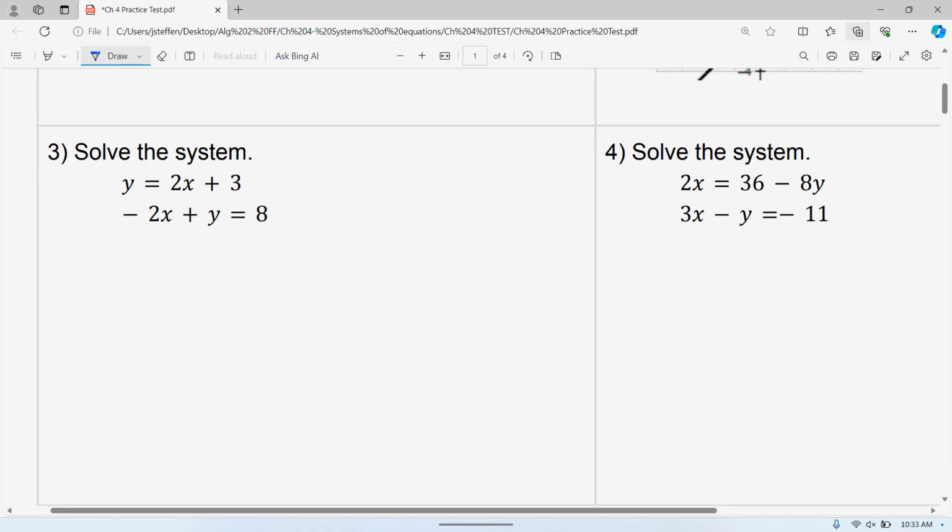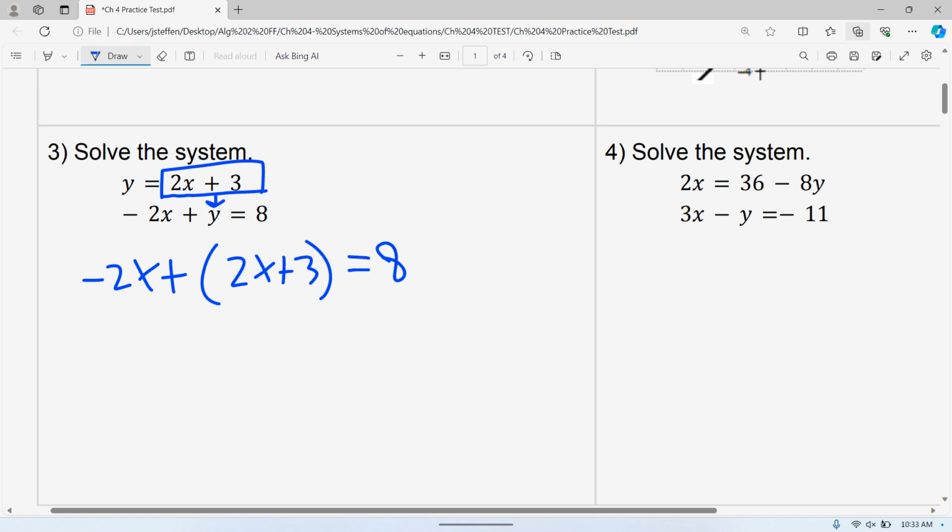Number 3 says solve the following system. It doesn't tell you what to use, so if you want to use elimination or graphing, you can, but it's set up really nicely for substitution because I have one of them where the y is all by itself, or where a variable is all by itself. It doesn't have to be the y, it could be the x. I'm taking the 2x plus 3 and I'm plugging it in for that y. So I have negative 2x plus, and instead of y now, I have 2x plus 3 equal to 8.